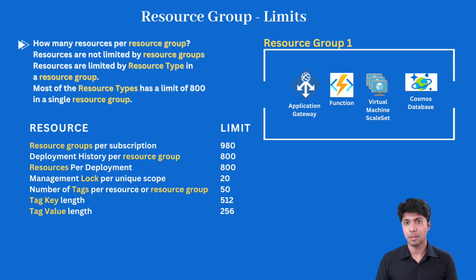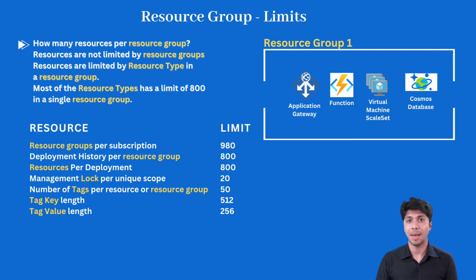Next is resources per deployment, which is 800. This specifies the total number of resources I can create at a time in the same deployment. So a deployment is a single shot where I am trying to deploy multiple resources. But when I say multiple, the maximum is 800.